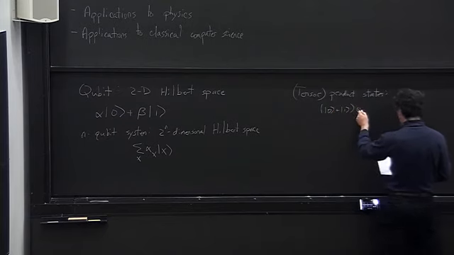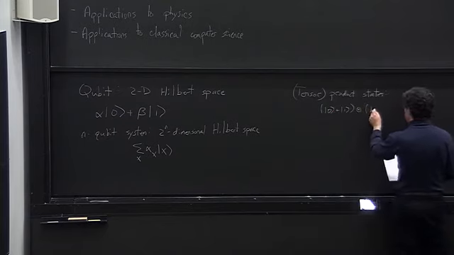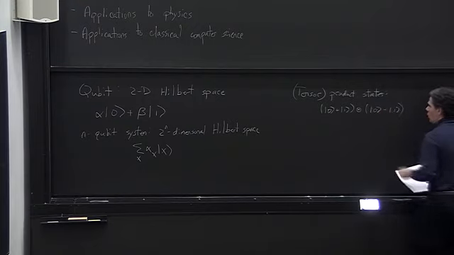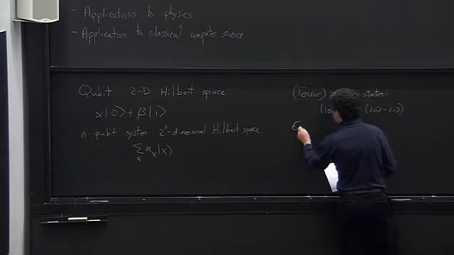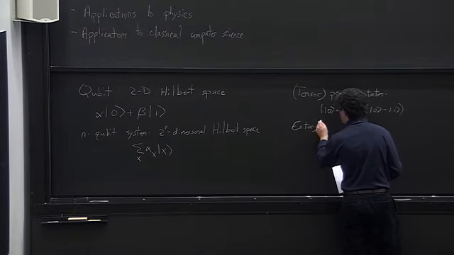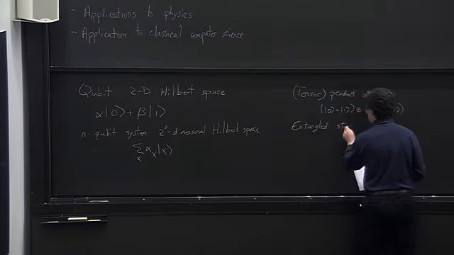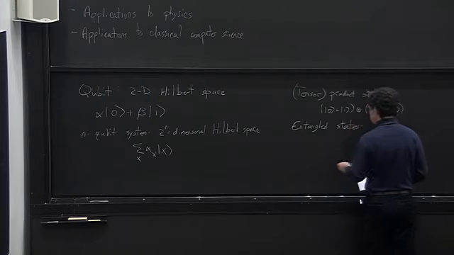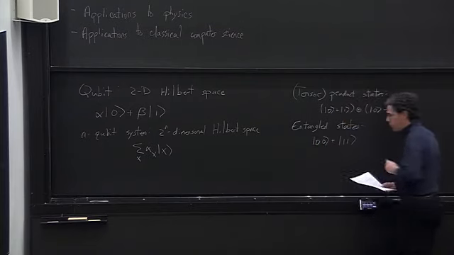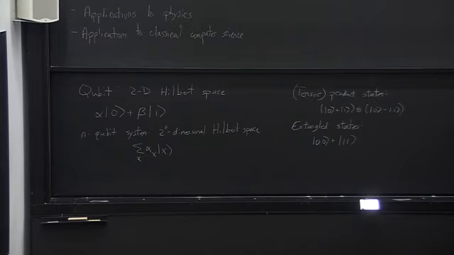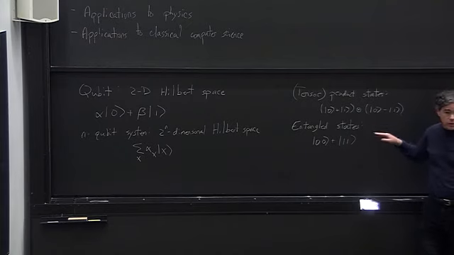And so they might be something like 0 plus 1. You see I've already dropped the normalization. Tensor 0 minus 1. But then you have states in the 4-dimensional Hilbert space that are not tensor products. They're entangled states. So you get states like this EPR pair, 0, 0 plus 1, 1. OK? And this cannot be written in this form as a tensor product of 2 things.